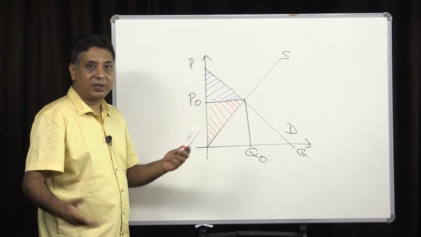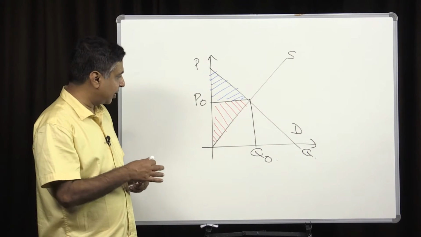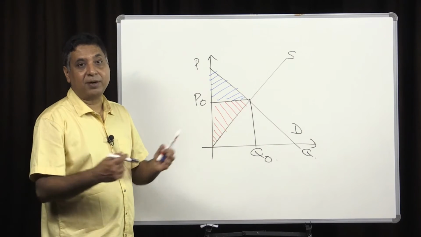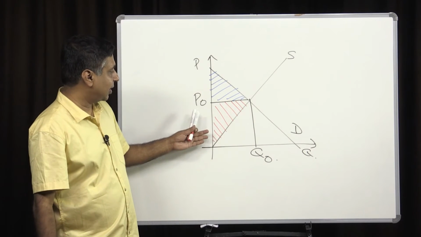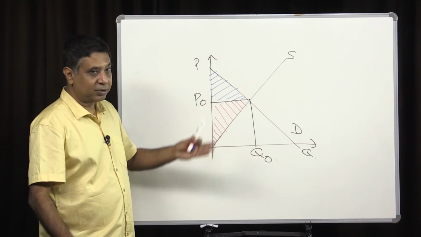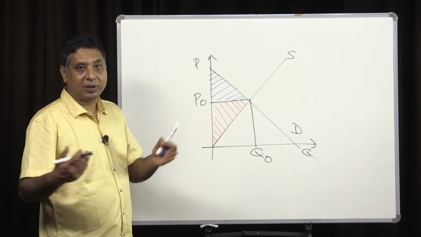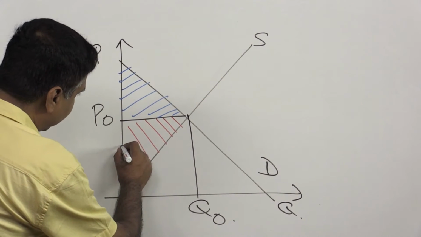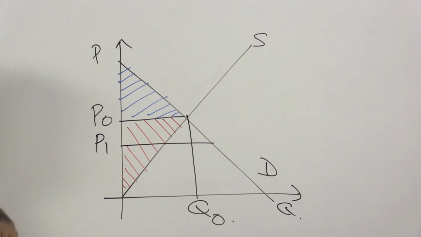Now suppose the government decides that P0 is too high a price and the price really should be lower. An example could be rent control. The government believes that the prices that landlords are charging their tenants are too high, and it would be useful to lower the price so that more people can find rent affordable. So let's suppose the price is now P1. At a price of P1, what happens?